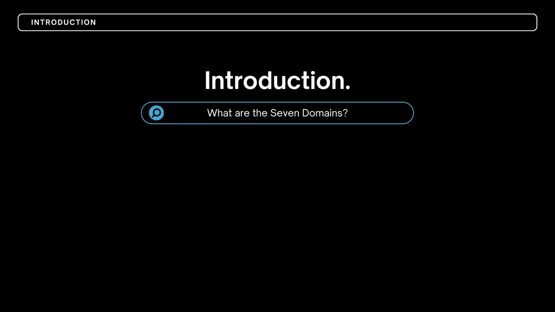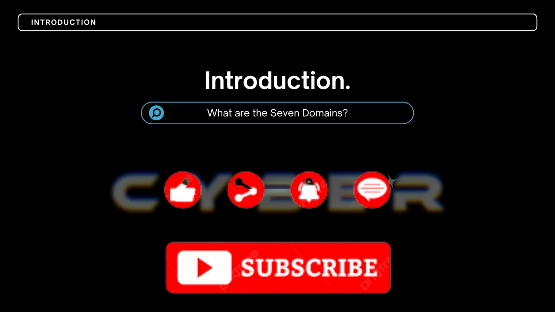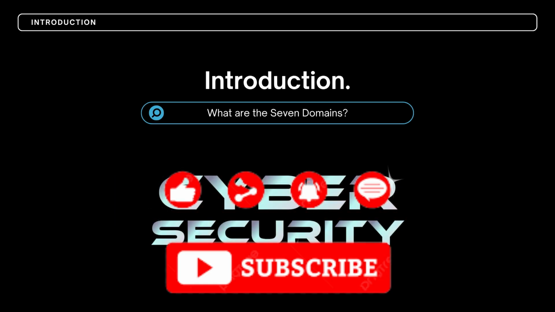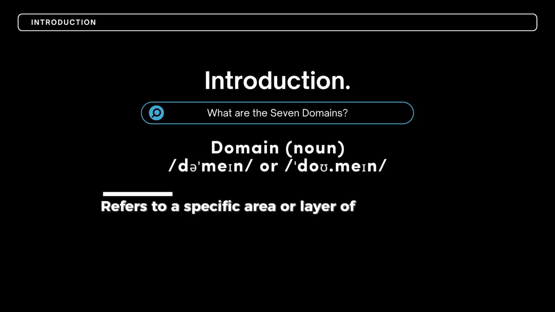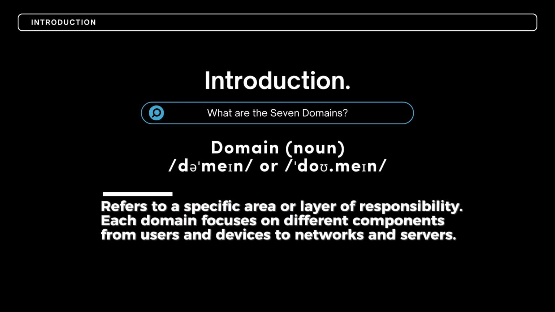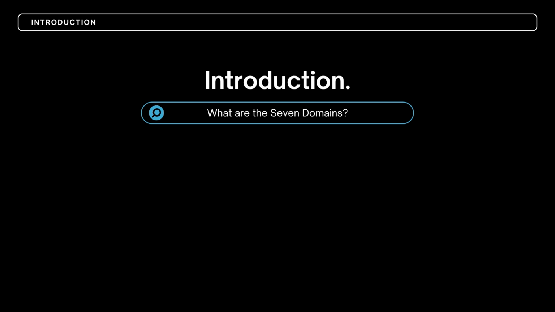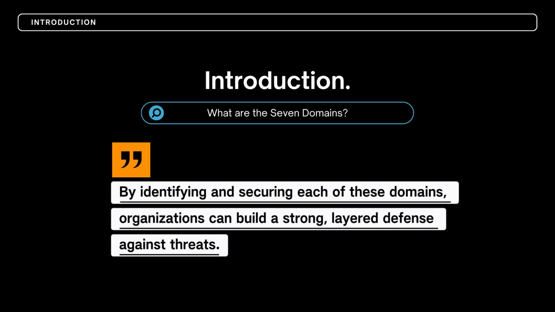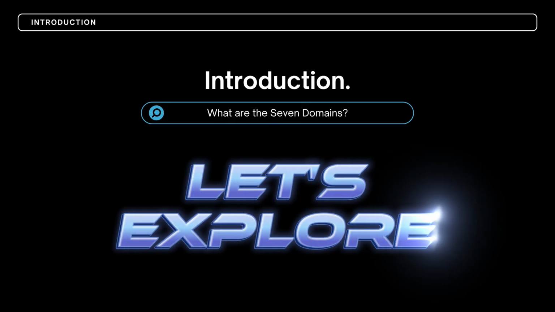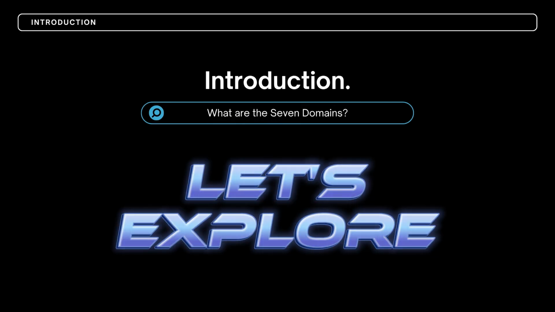Before we dive into the domains, let us understand what they actually represent. In the context of cybersecurity and IT infrastructure, a domain refers to a specific area or layer of responsibility. Each domain focuses on different components, from users and devices to networks and servers. By identifying and securing each of these domains, organizations can build a strong layered defense against threats. Now, let's explore each of the 7 domains in more detail.